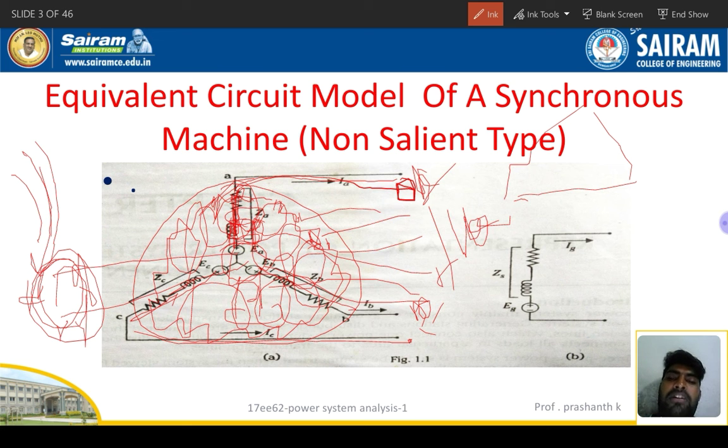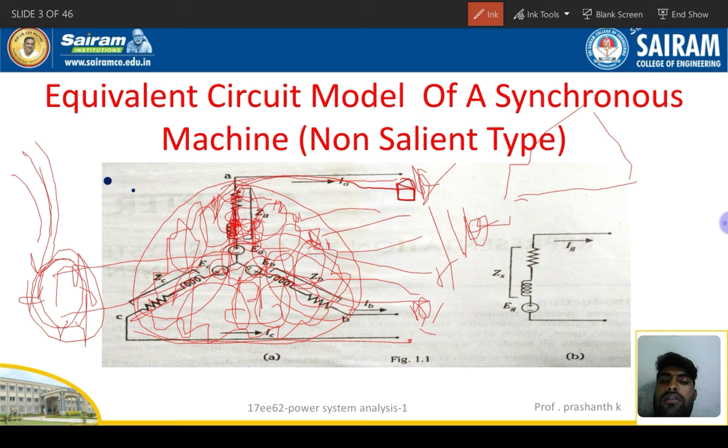Suppose a number of turns are present in the stator, what happens? It acts as a coil. If this coil or conductor cuts the magnetic field, what happens? It induces EMF on the output side, right? So this is the C conductor, and this one is the B conductor. See here, EA is the induced voltage in the A conductor, EB is the induced voltage in the B conductor, and EC is also induced in the C conductor.